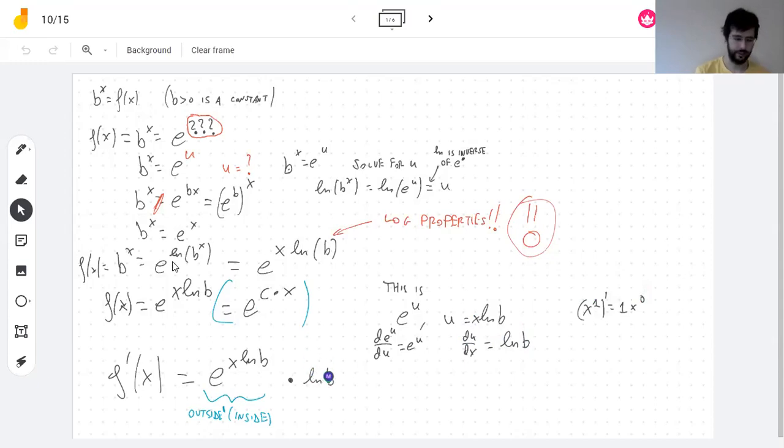So in conclusion, what we got is that this is the derivative. It's just this very simple thing. E to the x log b, by the stuff I just did, is b to the x. So the derivative of b to the x is the same function times log b. Exponentials are the only functions whose derivative is themselves times a constant.